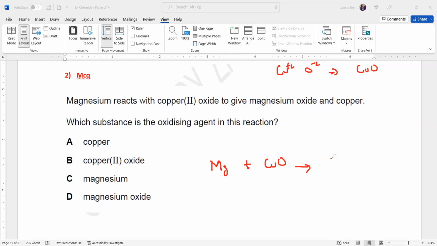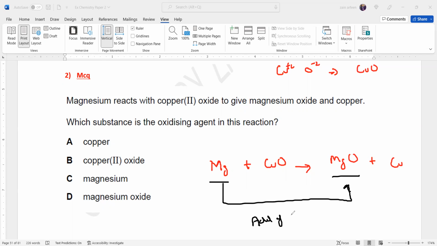And magnesium oxide: magnesium is group 2, plus 2, and oxygen is group 6, minus 2. So it will be MgO, and then copper metal. Because it is in terms of oxygen, you can use your concept in terms of oxygen. The magnesium turned into magnesium oxide. So in terms of oxygen, there is an addition of oxygen. If there is an addition of oxygen, what do we call this change? We call this change oxidation.